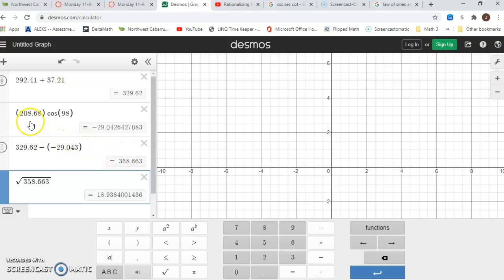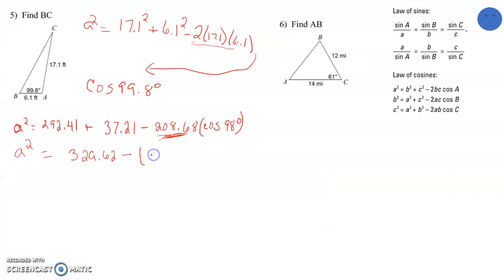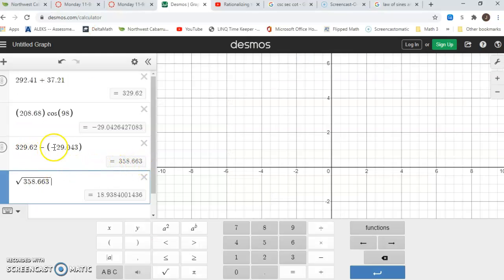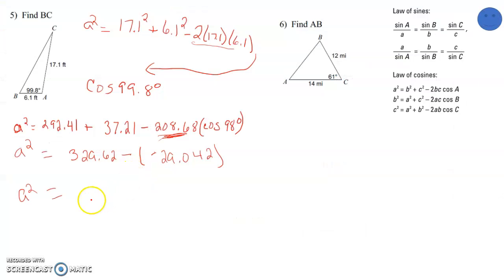Okay, so when I say 208.68 times the cosine of 98, I get negative 29.042. All right, now when I do that, these two are going to be a plus. So a squared equals, you got that right there, 358.663.